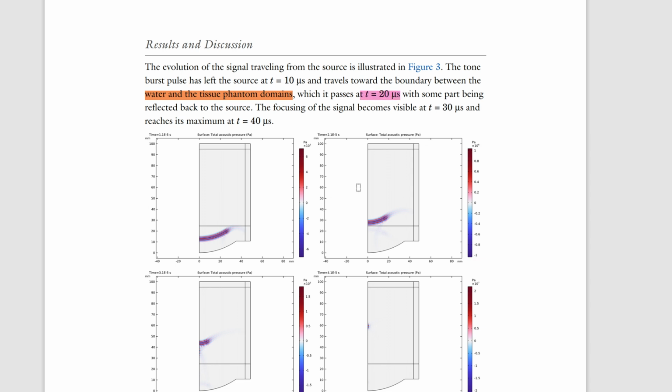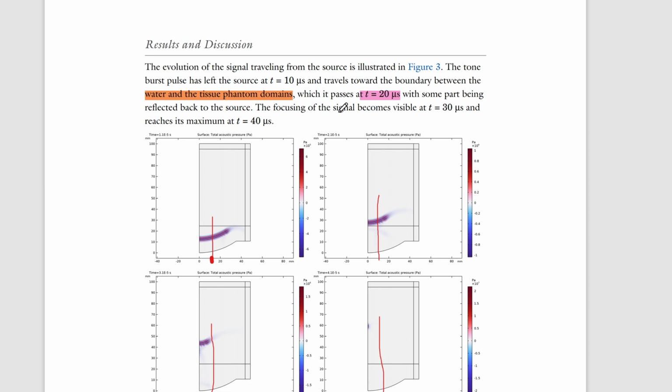So does that mean that this must be our, okay, here's 20. Here's 10. Okay, let me draw on one of these. One here. One here. One here. This one doesn't even... I thought this was our tissue. Kind of getting a little bit confused by what this model is, but let's keep going. Which it passes at time equal to 20 microseconds, with some part being reflected back to the source.